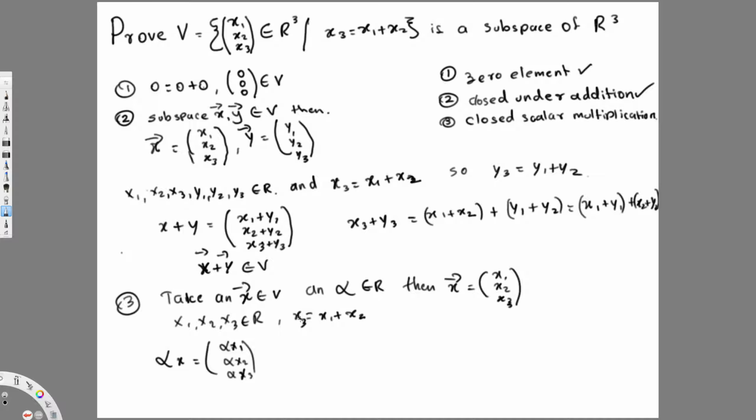In order to do that, I take the equation x3 equals x1 plus x2 and multiply it by alpha. This is going to be alpha x3 equals alpha x1 plus alpha x2. If I expand this, it's alpha x1 plus alpha x2. This proves alpha x3 is equal to alpha x1 plus alpha x2, so this is the same as this one. So I have proved this is closed under scalar multiplication. That's all we have to prove. Therefore we can say V is a subspace of R3.